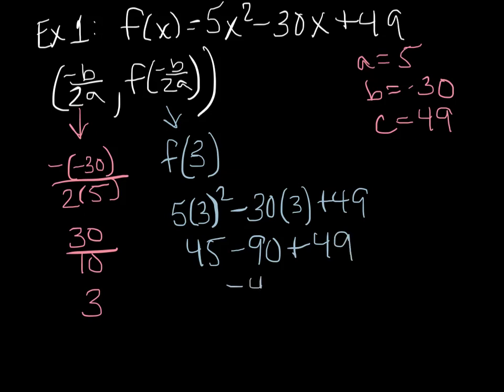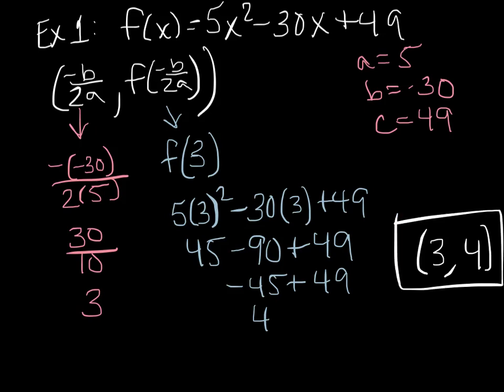So I'll get negative 45 plus 49. So I'm going to get 4 for my y value. So that means that my final answer, my vertex, is going to be 3, 4. So that's my final answer. Now let's figure out, is that going to be a minimum or maximum value? So remember, to figure out if it's a minimum or maximum, we're going to take a look at my a value. My a value was positive, so that means this is a minimum value.